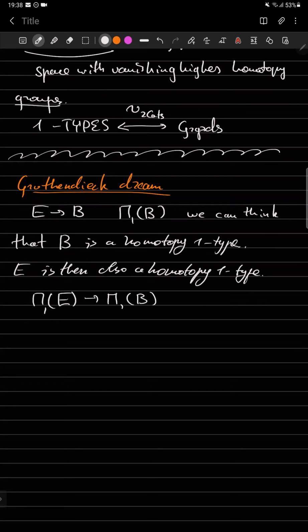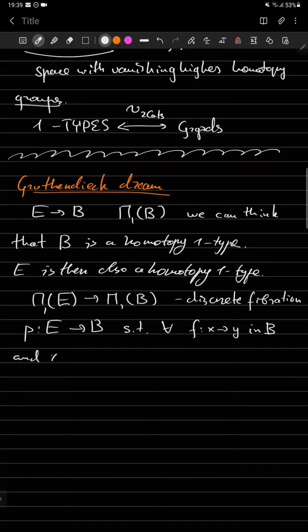A covering of groupoids is just a discrete fibration. That is a functor, and I'm writing this for groupoids, such that for any morphism f from X to Y in B, and X bar in E over X, there is a unique lifting of the morphism f to a morphism from X bar to Y bar.